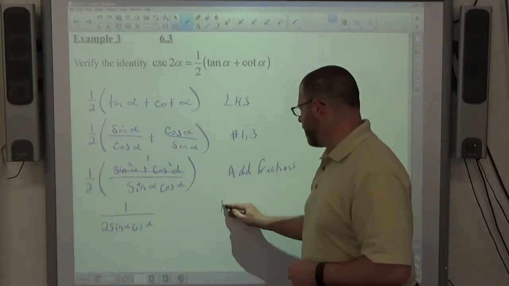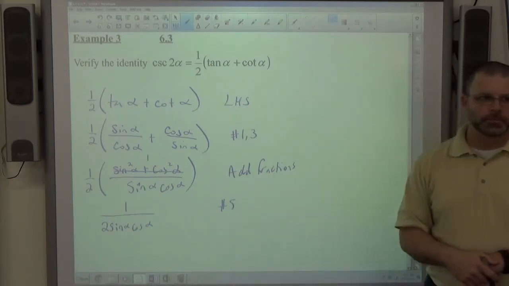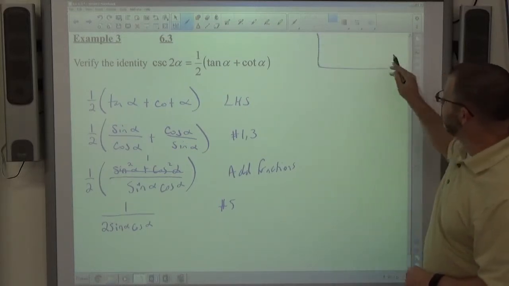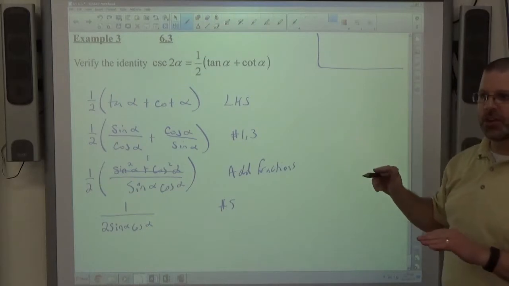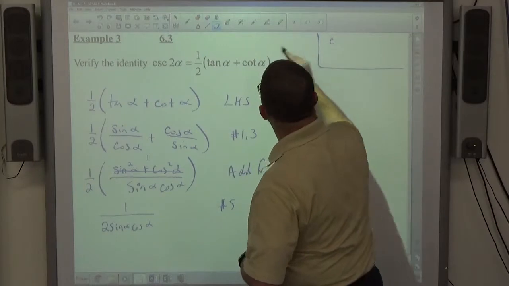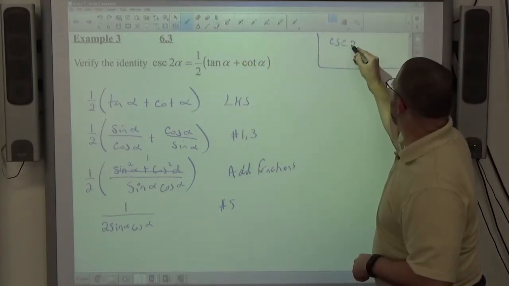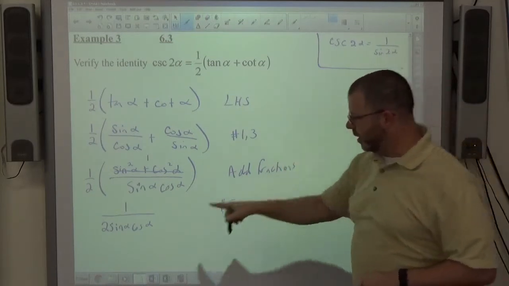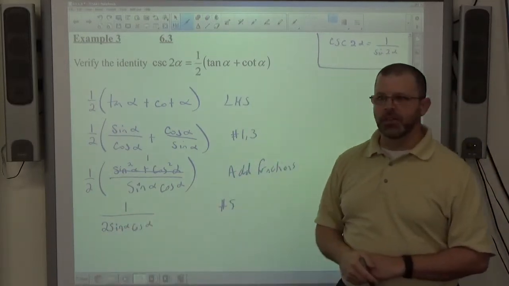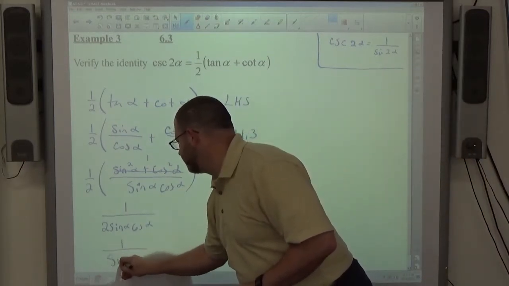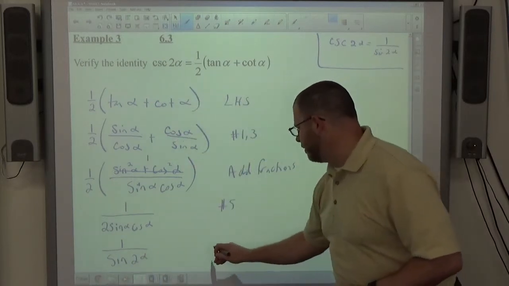And that's by number 5, right? We're trying to get to cosecant of 2 alpha. And again, this is scratch work here. This doesn't show up in my real work because it's kind of cheating a little bit. But I know that cosecant of 2 alpha is just 1 over sine of 2 alpha, right? And look at the bottom of this. 2 sine of alpha cosine of alpha is exactly that, isn't it? So what I have here is 1 over sine of 2 alpha. And that's by number 35.